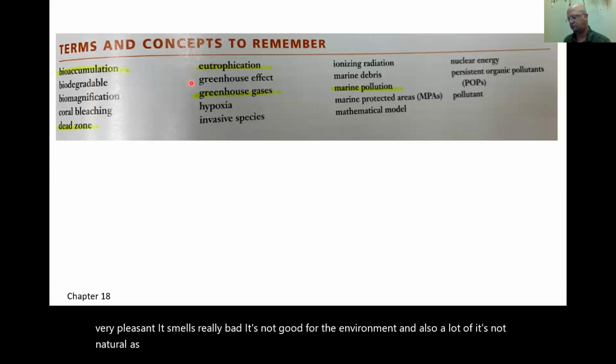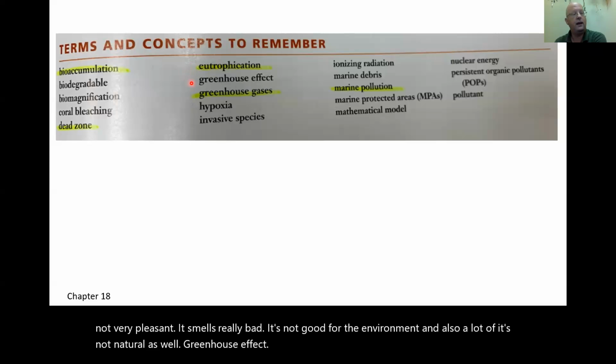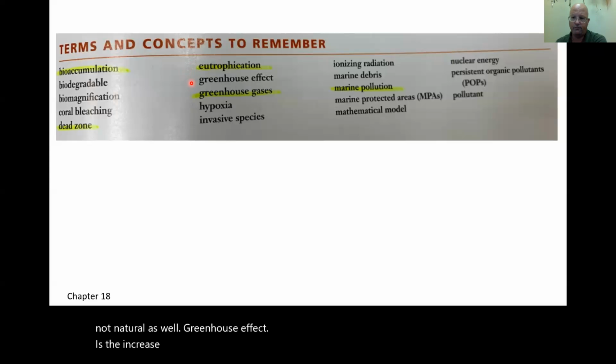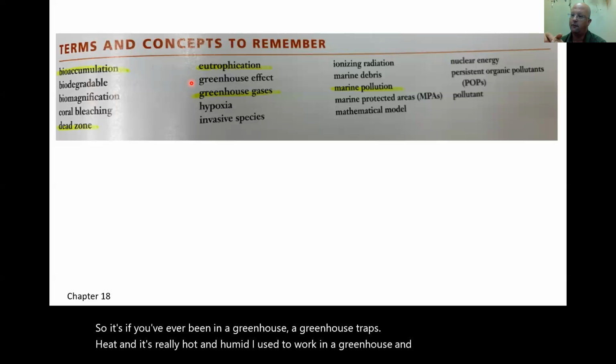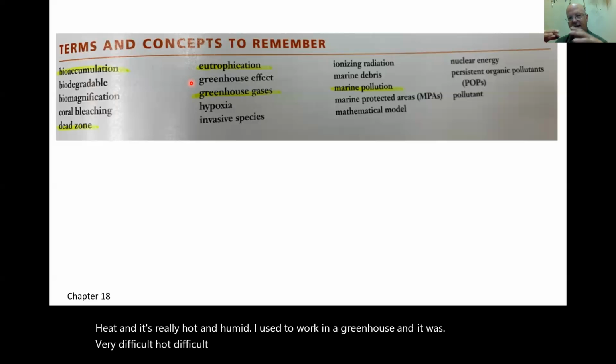Greenhouse effect is the increase in global temperature of the earth by having more carbon dioxide in the atmosphere. If you've ever been in a greenhouse, it traps heat, and it's really hot and humid. I used to work in a greenhouse and it was very difficult, hot, difficult work because it insulates and traps the heat.